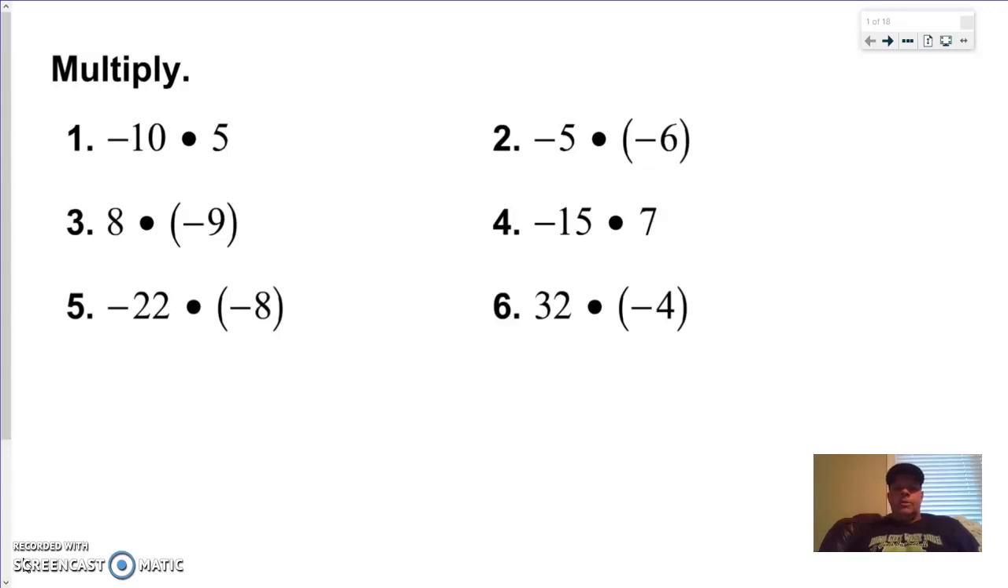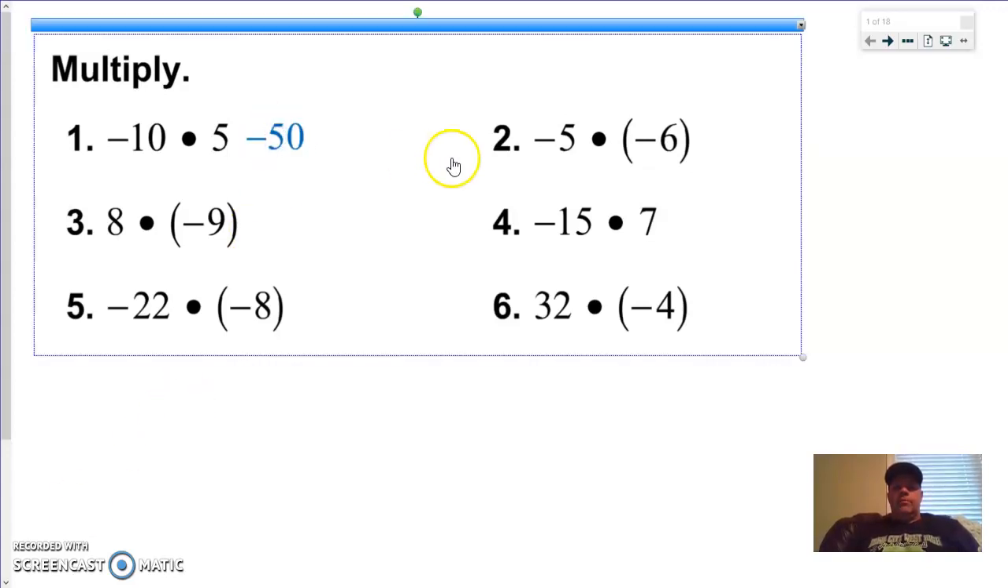Hopefully you had a chance to solve these problems. Yesterday in class we learned that if the signs are the same, the answer is positive, and if the signs are different, the answer is negative. So hopefully you have negative 50. For the second one, hopefully you had 30 because they have the same signs.